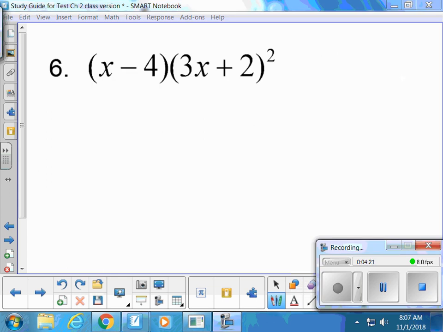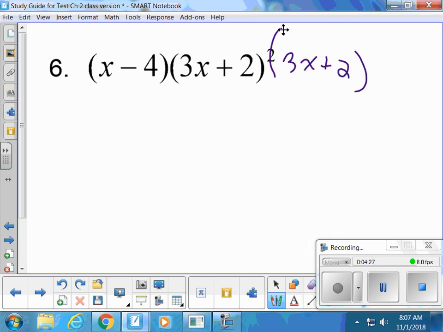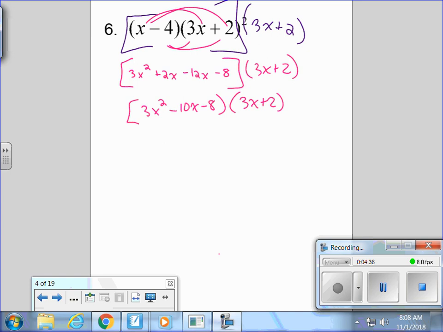Hey people on the video, I gave my board buddies a hint, so I'll give you that hint. We're going to write this 3x plus 2 twice, and then we're going to work left to right, doing 2 at a time, getting an answer, and then doing it with the final binomial. Hey there, people on the video. We just foiled out that first group and got 3x squared minus 10x minus 8.